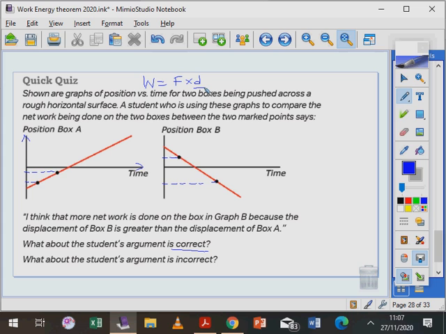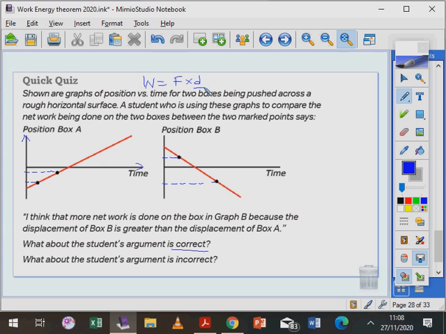Now, which aspect is wrong? Yes, Joe. We can say that it's wrong because we're not sure if the same forces apply to both objects. What does the student say? The student doesn't say anything about force. The student says that he thinks more work is done in B because the displacement of B is greater than the displacement of A. Between those two points? Yeah. So since we don't know about the force, we can't really make a conclusion.